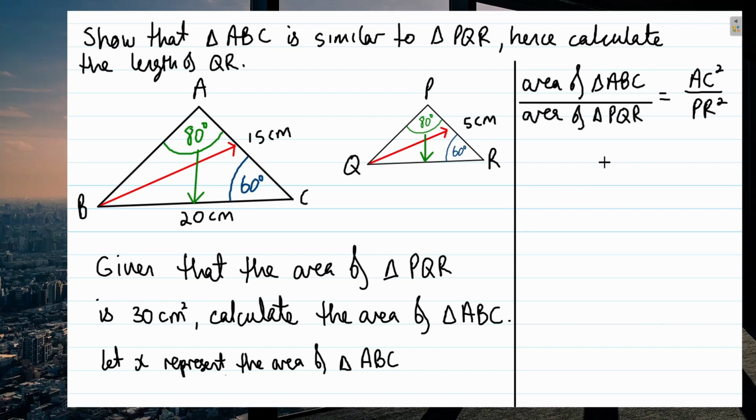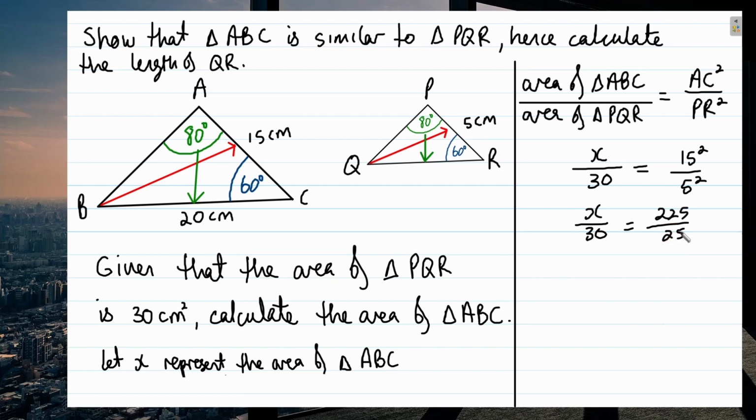So now the area of triangle ABC would be represented by X, and the area of PQR would be 30 centimeters squared, and that will be equal to AC squared, which is 15 squared, divided by PR squared, which is 5 squared. So I'll have X over 30 is equal to 15 squared is 225, and 5 squared is 25.